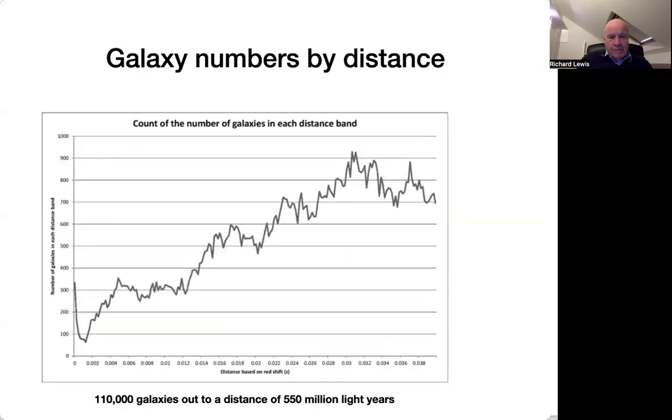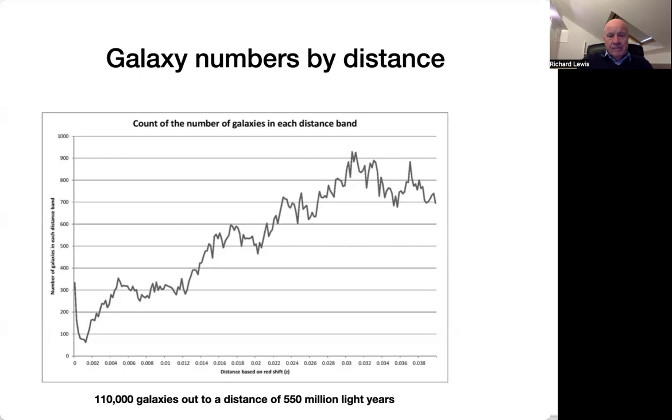So here we have some real observational data, which I collected about 20 years ago using the NASA extragalactic database. And it shows a count of the number of galaxies in each distance band out to around 550 million light years. And this plot was obtained by counting the specific galaxies, the 110,000 galaxies, out to that distance from the NASA extragalactic database data. And this profile is going to be used to form the hypothesis that there is a relationship between the number of galaxies and the distance from the center.